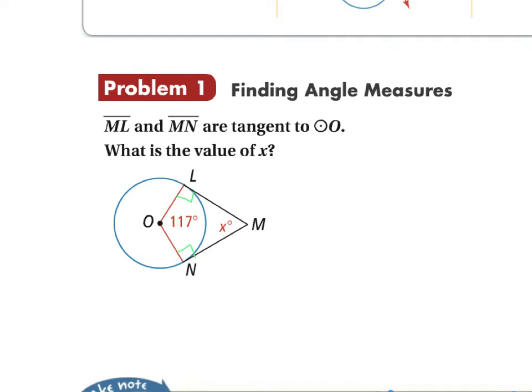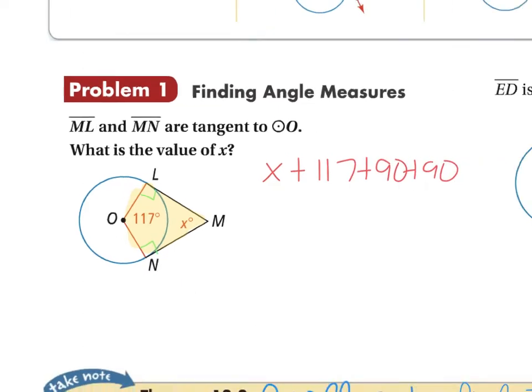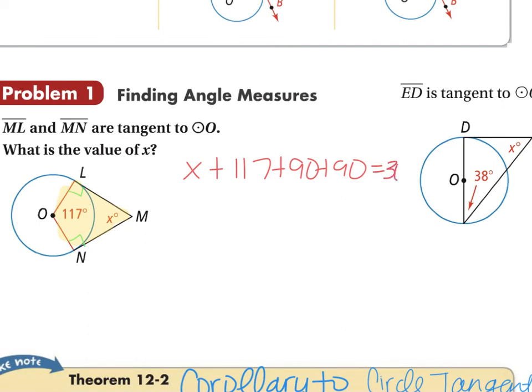Well, if you look, it has four sides. It looks like a kite, actually. This is a quadrilateral. So how many degrees do a quadrilateral's interior angles always add up to be? The answer is always 360. So we're going to have X plus 117 plus 90 plus 90 equals 360.